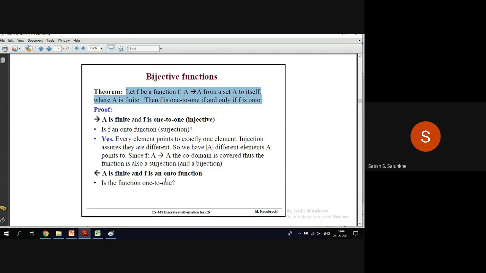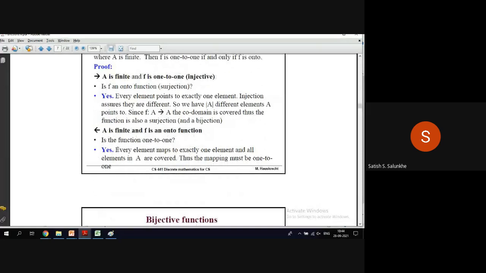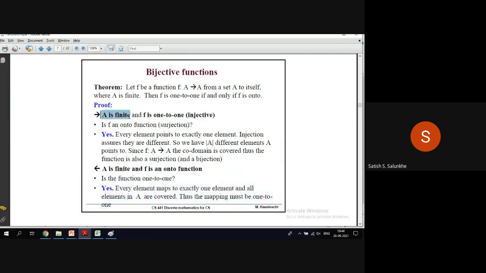Similarly, if you say f is an onto function, then we need to prove it is one to one. Yes, every element maps to exactly one element and all elements in A are covered. So thus the mapping must be one to one. Going with one to one, you are landing in onto. Going with onto, you are landing in one to one. So that's exactly what we are proving.